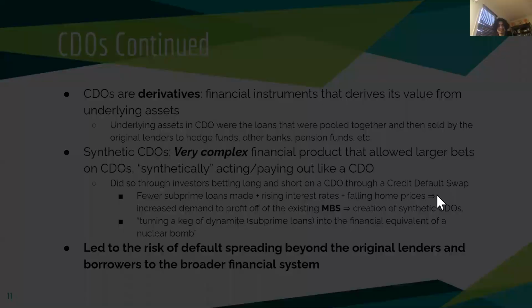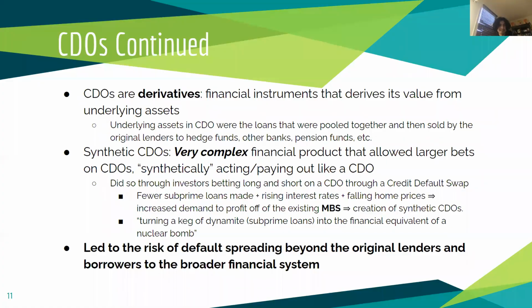Continuing on CDOs, as mentioned, CDOs are derivatives, which means they are a financial instrument that derives its value from an underlying asset. Options are also derivatives, as are futures, but CDOs are much more complex versions of those. The underlying assets in CDOs were the loans that were pulled together and then sold by the original lenders to hedge funds, other banks, pension funds, et cetera, aka the investors.